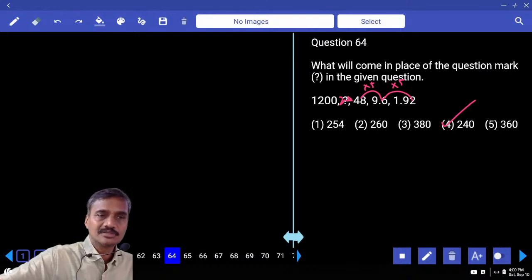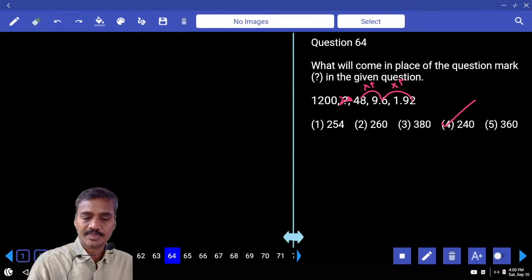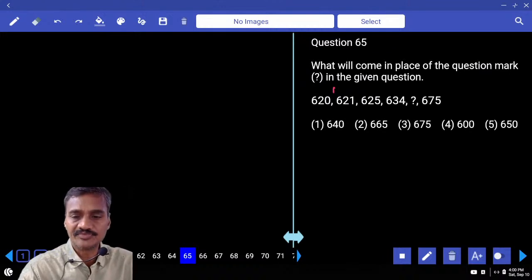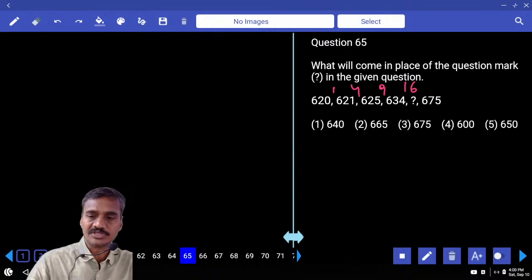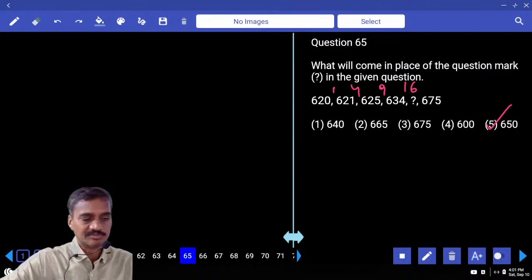Or in the regular order divided by 5. And finally 65, 620 and 621. Here what is the difference? We have 1. 25 and 25, 25 and 34, 9. 149, 1 square. 34 plus 63. Now 650. Clear? Now this is about question number 6.